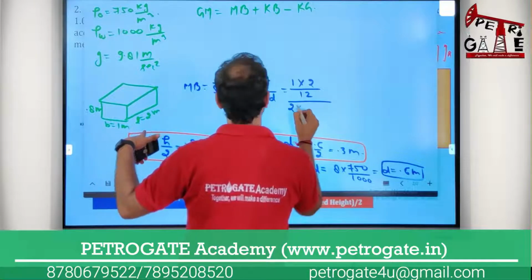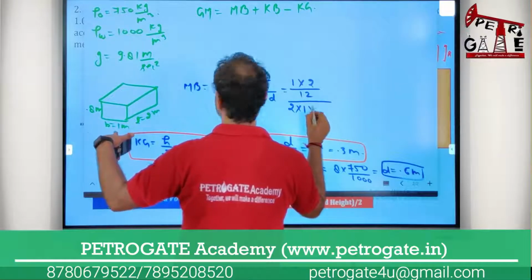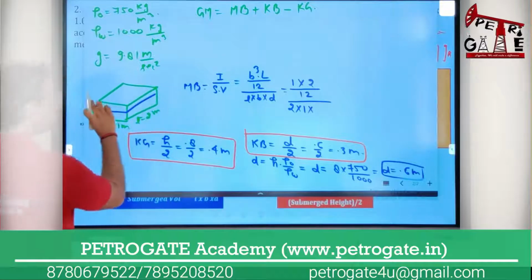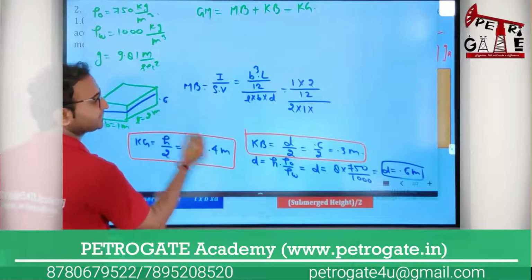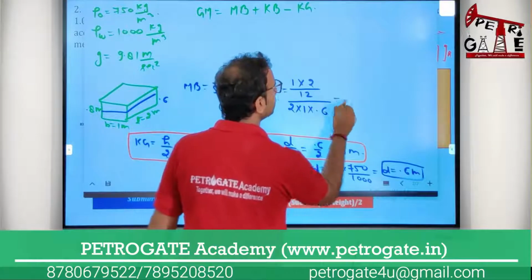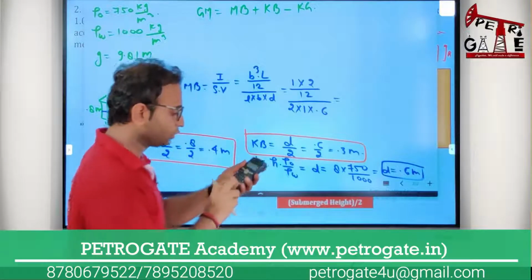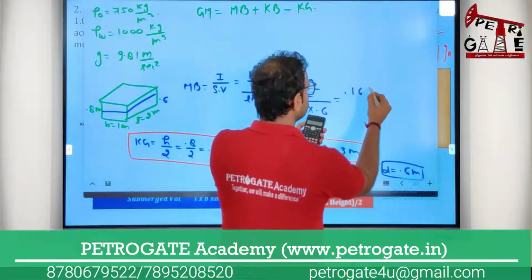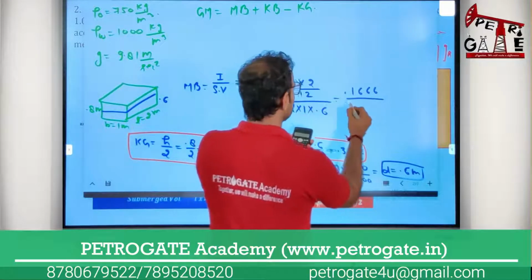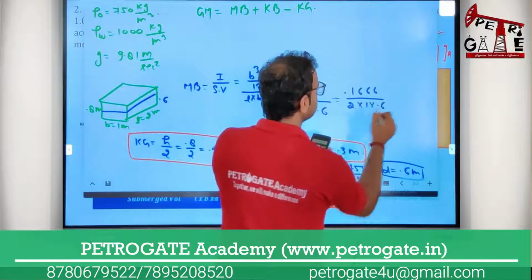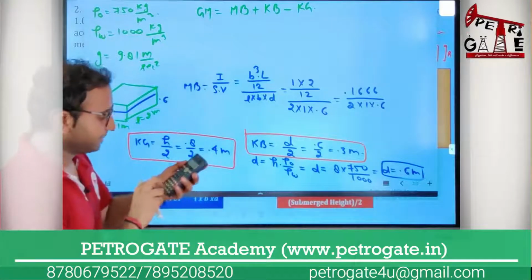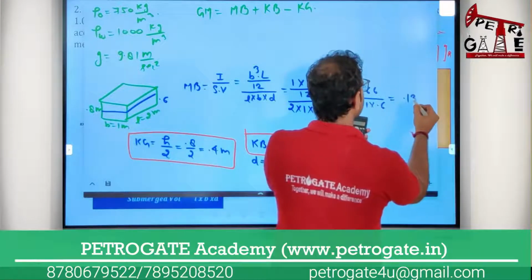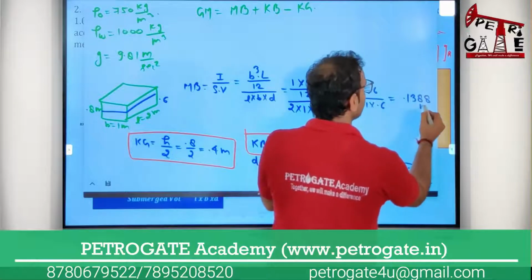You can say 2, and B means 1, and submerged depth is what? Submerged depth is lesser than total height. This is your 0.6. Submerged depth is 0.6. So you will get 2 by 12, that is 0.1666, divided by 2 into 1 into 0.6. Divide by 2, divide by 0.6, you will get 0.1388. This will also be in meters.